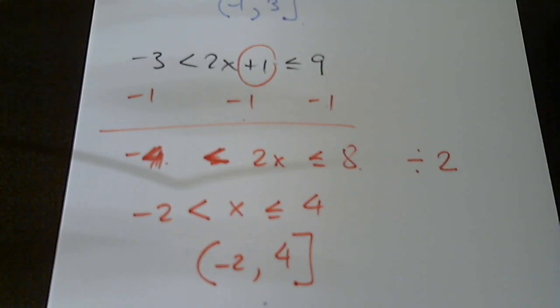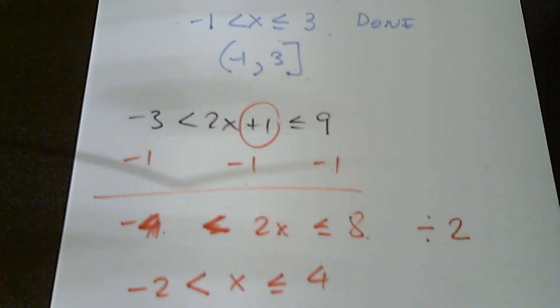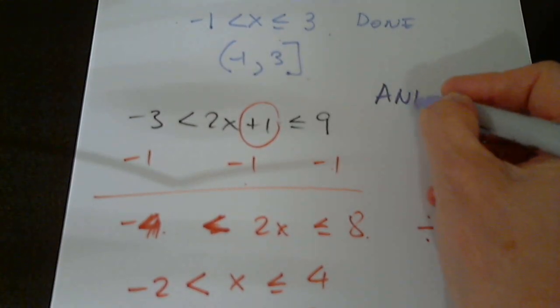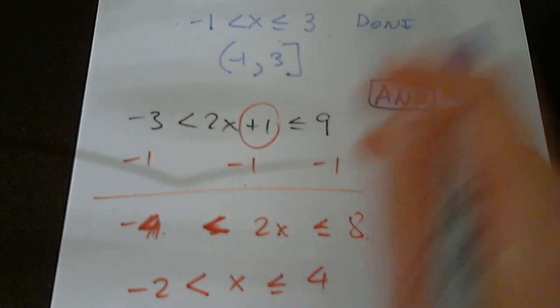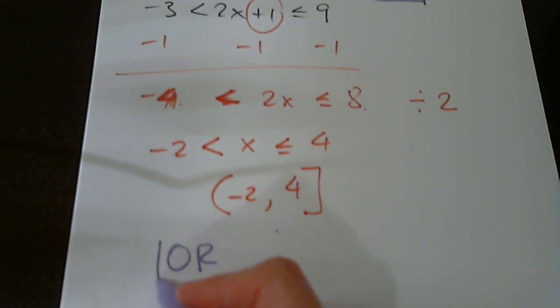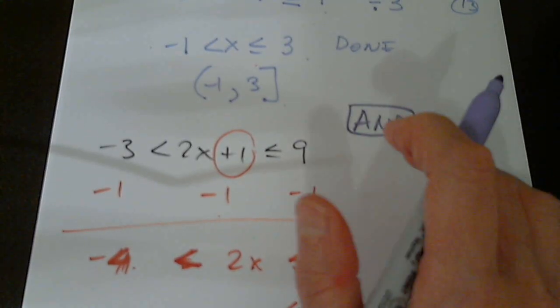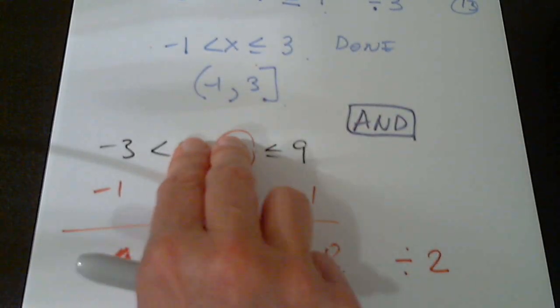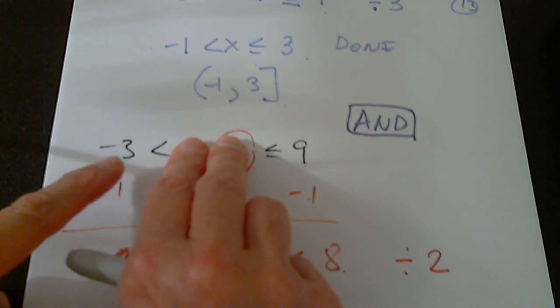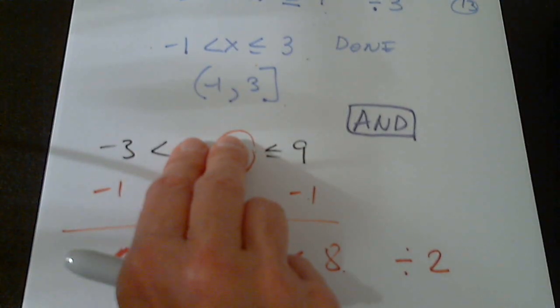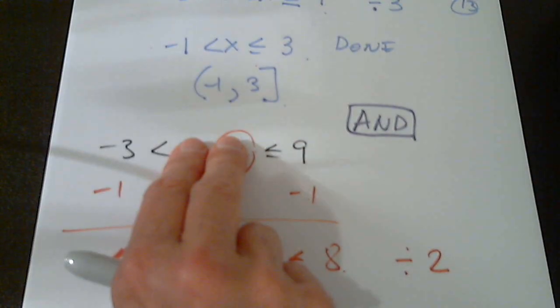Okay, now this is a different story with the or. Now, let me just explain. How do I read such an inequality? This is an inequality using and. We're going to talk about an inequality using or in a minute. But what does this mean? Here's how I read it: 2x plus 1 is greater than -3, and at the same time, less than or equal to 9.